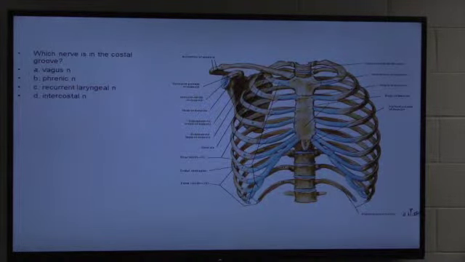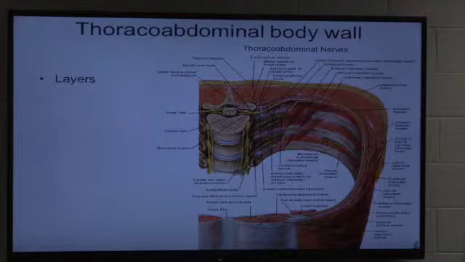Which nerve is in the costal groove? Okay, so you have to remember what the costal groove is. Costal is a word that refers to your ribs. We got many nerves: the vagus, the phrenic, the recurrent laryngeal, and then an intercostal nerve. Okay, so the intercostal nerve will be on the inferior edge of the rib and where there is a groove.